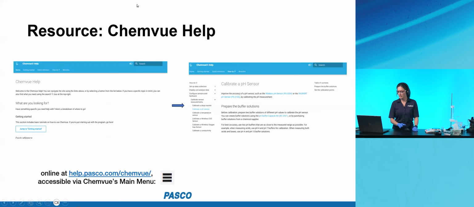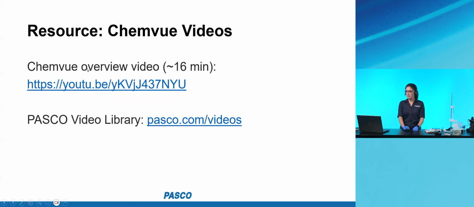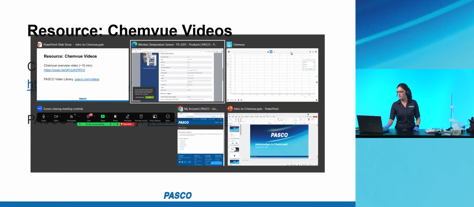Another way to get help is by looking at our videos. We have a video available that has an overview that goes over what I went over and more in 16 minutes. It's rapid fire, very thorough, but there are more features in this video at this link, which Roger will drop in chat. And also, if you go to pasco.com/videos and open up the video library, just search in there. You can search Chemvue or you can search for any video topic that you're interested in learning more about, whether it's Chemvue or a sensor or a lab that you might have seen.